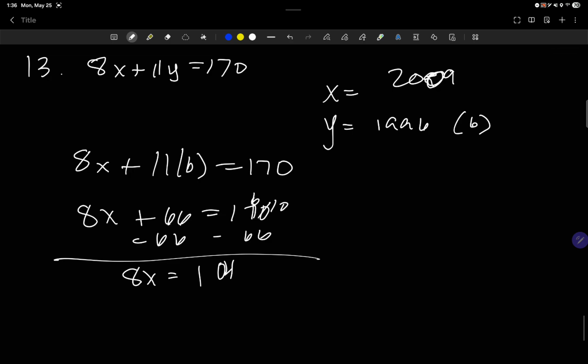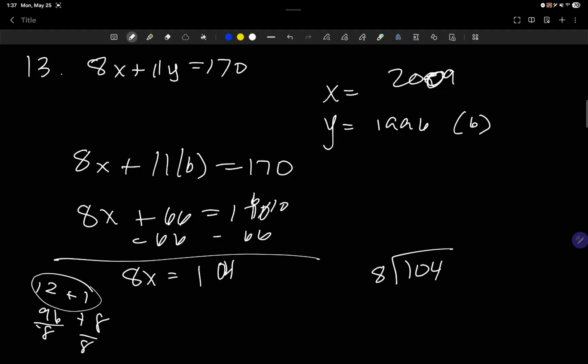Is that 104? Right? Did I do something wrong? So it's 96 plus 8, right? 96 plus 8 is 104. And both of these are divisible by 8, right? I don't think 76 is. Oh, it's a 9. Yeah. Is that a 12? Yeah, so it'd be 12 plus 1, 13.